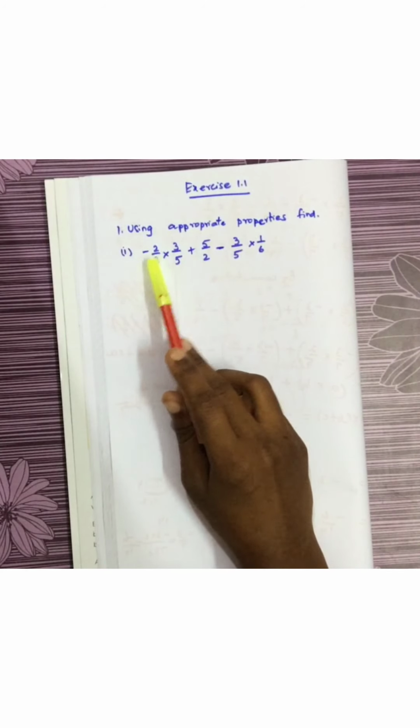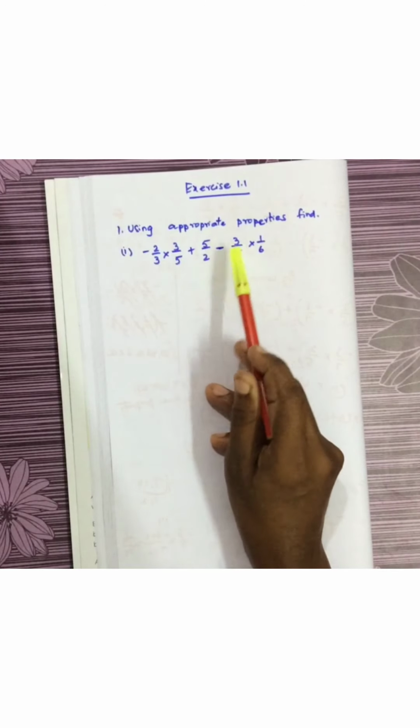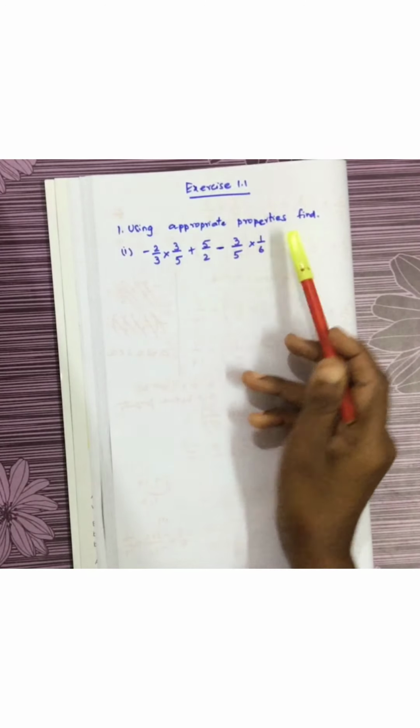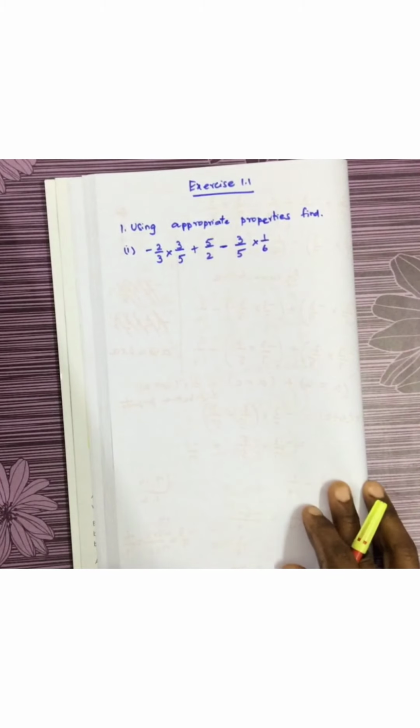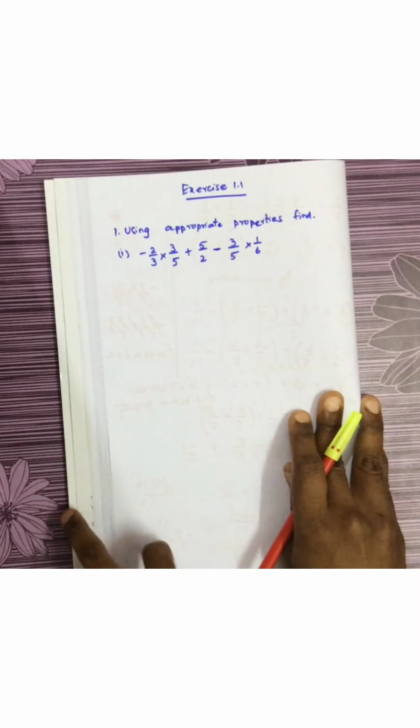So the first question is minus 2 by 3 multiplied by 3 by 5 plus 5 by 2 minus 3 by 5 multiplied by 1 by 6. We have solved a similar problem in an example. Now we are going to solve this.